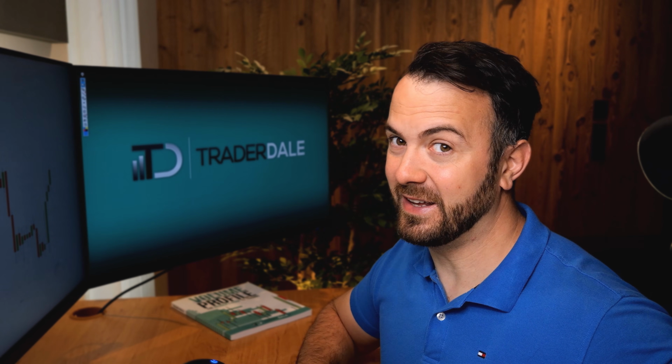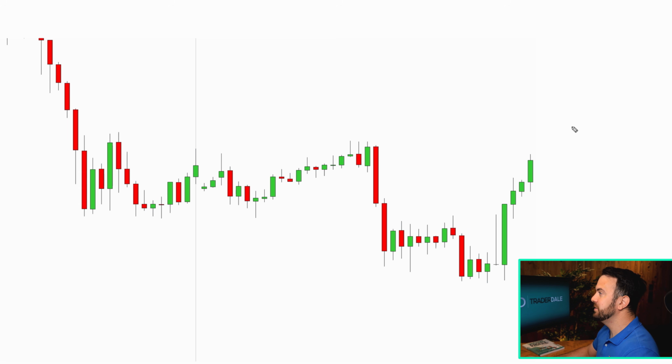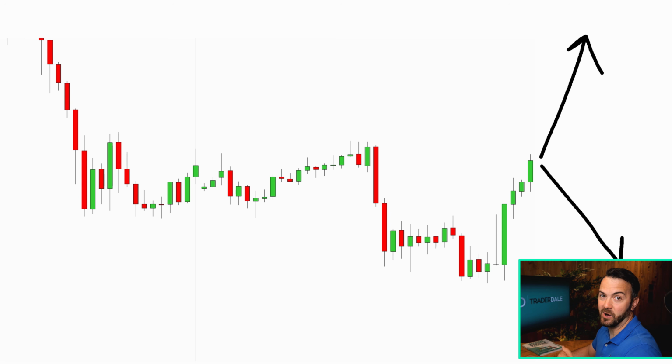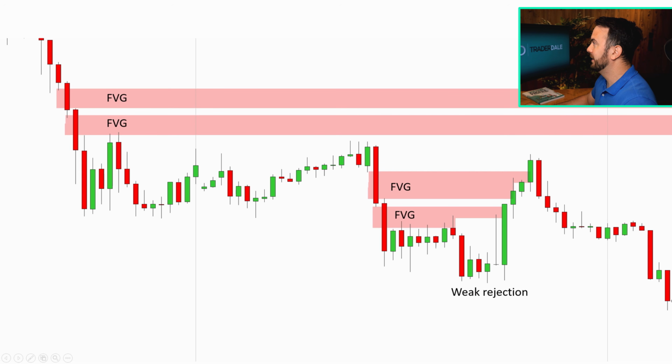But first, quick test. Let's see if you can already spot it. So take a look at this chart and I want you to tell me whether the price is going to go up or down. Take your best guess. Now here I made a little drawing for you to highlight the most important areas on the chart and also the areas where we see significant sellers here.